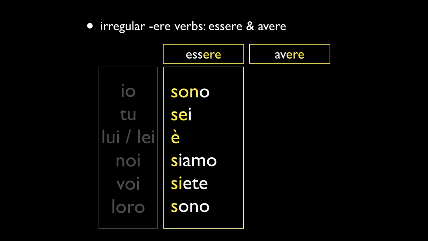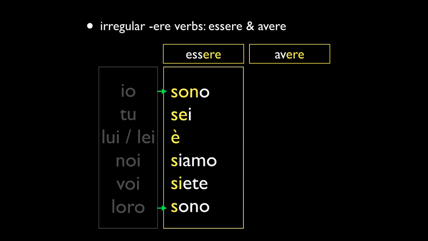Also to point out with essere, the io and the loro forms are the same. So you really have to rely on context to figure out which one is being presented to you. Obviously, if the subject pronoun is there, the io or the loro, that's easily taken care of. But if there's no io or loro there, as is often the case, you have to look at the words around it, or just the general context.